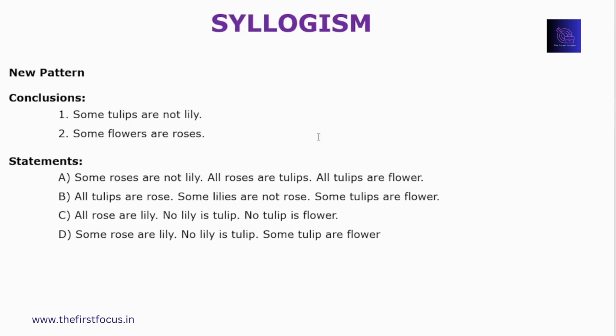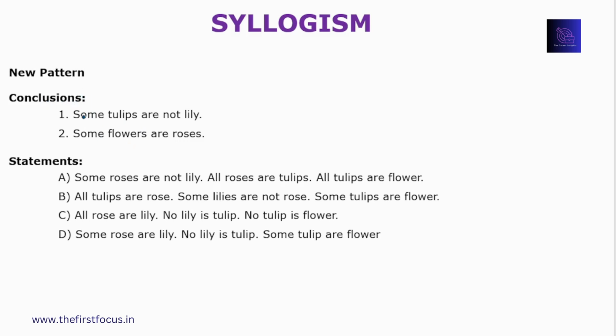Here see the sum. This is a new pattern of syllogism. What is the new pattern here? They have given the conclusion and we have to find the right statement. In normal syllogism, they will give the statement and we have to infer whether the conclusion given is right or not. This is similar to finding the appropriate question for an answer. Yes. Let's see the sum.